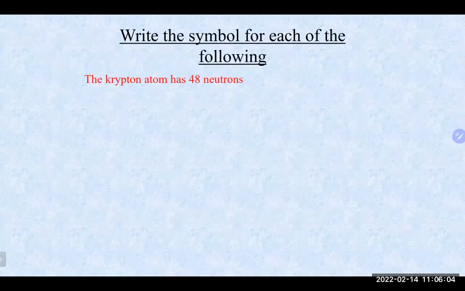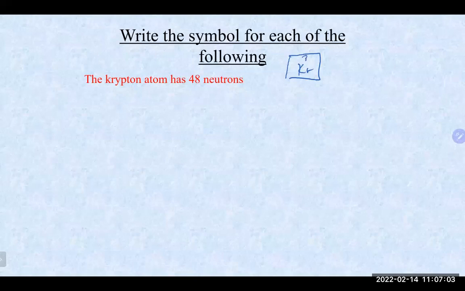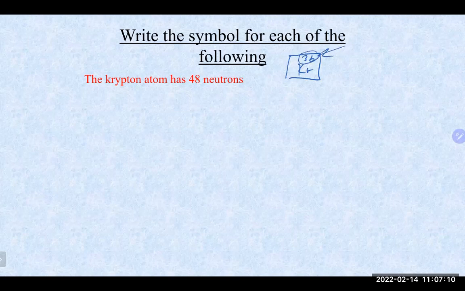All right, Krypton atom has 48 neutrons. Write the symbol with the mass number and atomic number for that. Should be looking for our good friend Kr, which is Krypton. The other important information we can get from the periodic table is the number that comes above it, and I believe that is a 36. That 36 is the atomic number, which should go bottom left of the symbol.